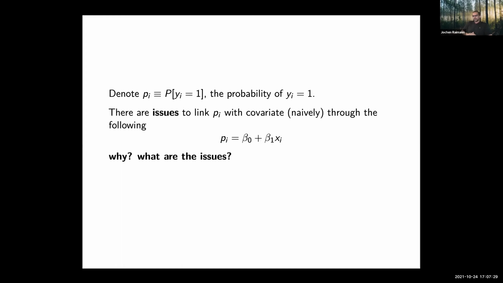So now hypothetically, you could say, okay, I'm assuming now that the probability pi is essentially equal to beta 0 plus beta 1 xi. Can we really say that?